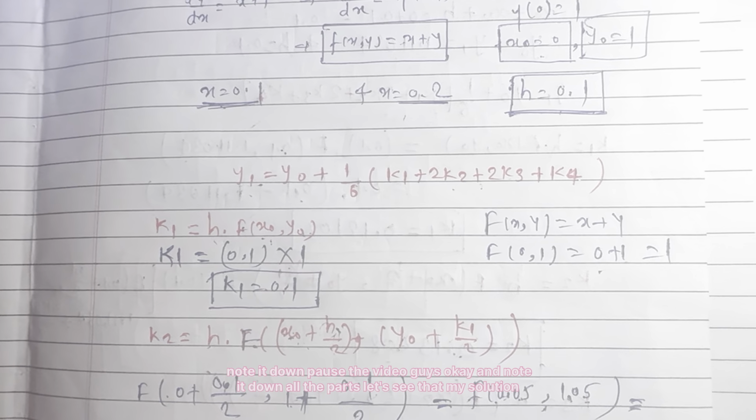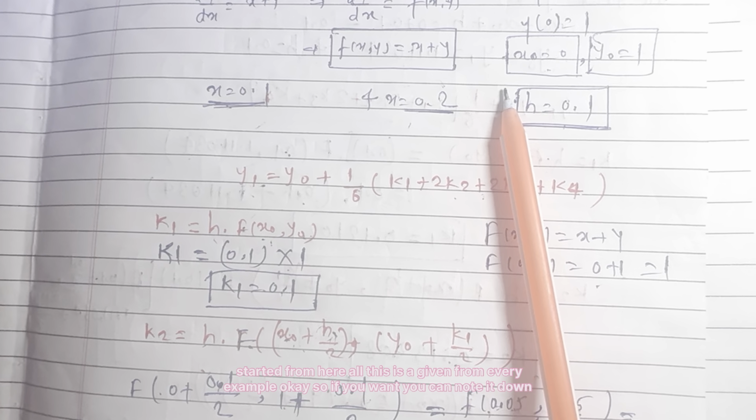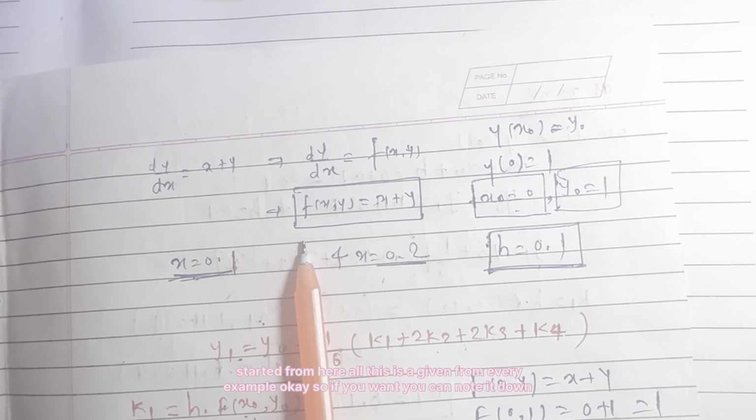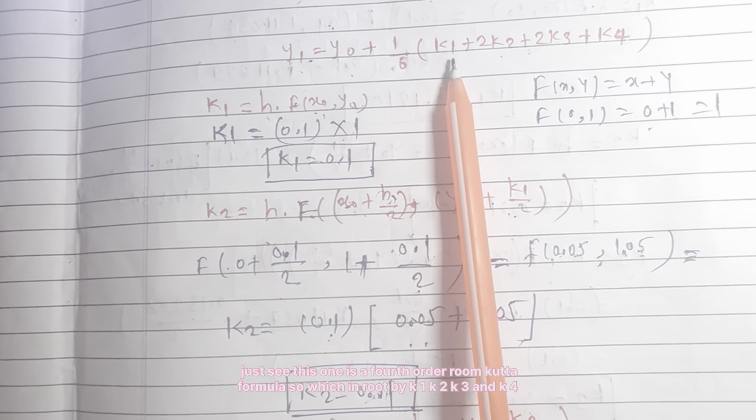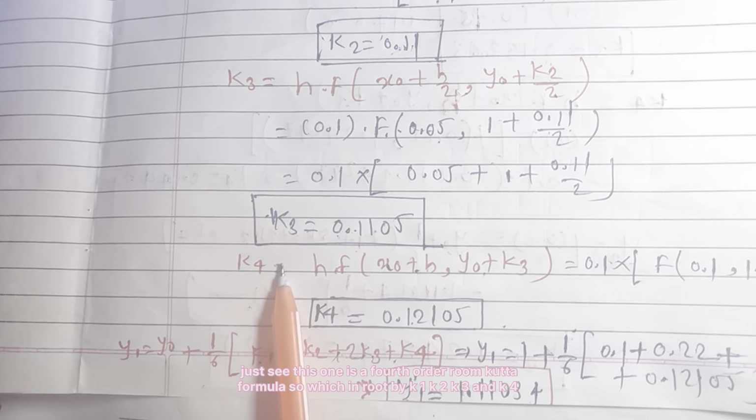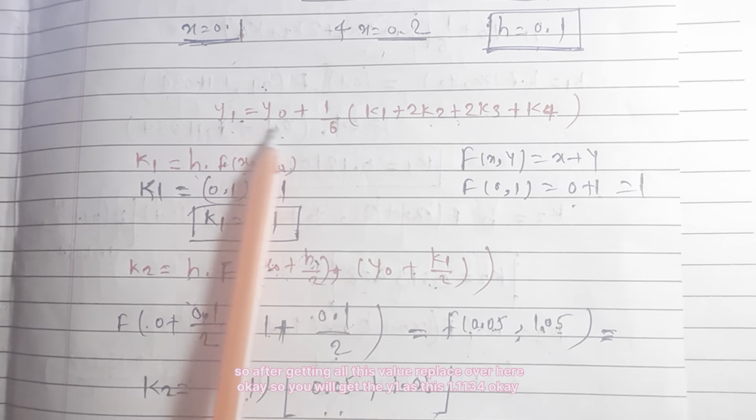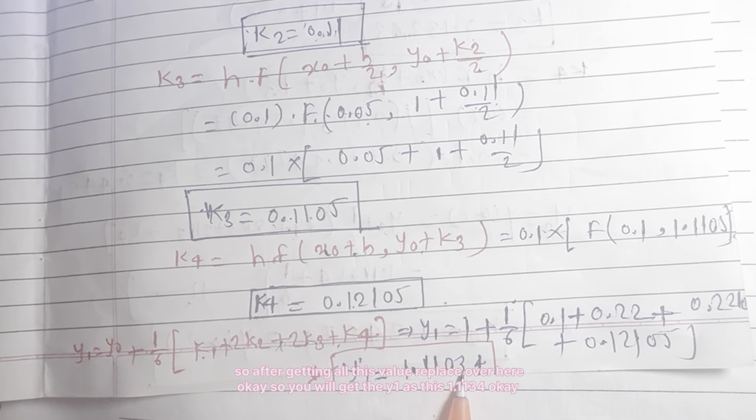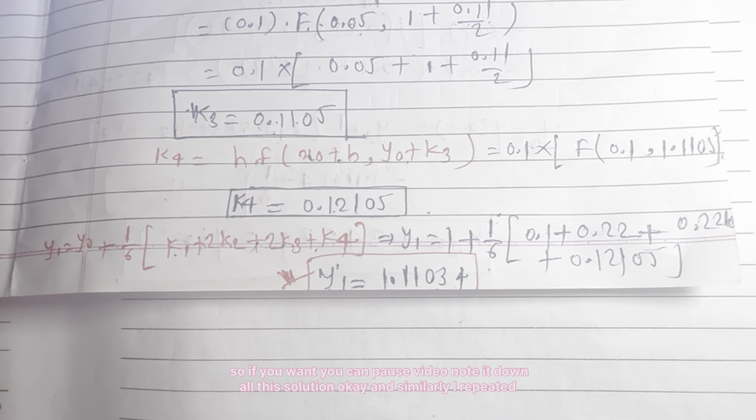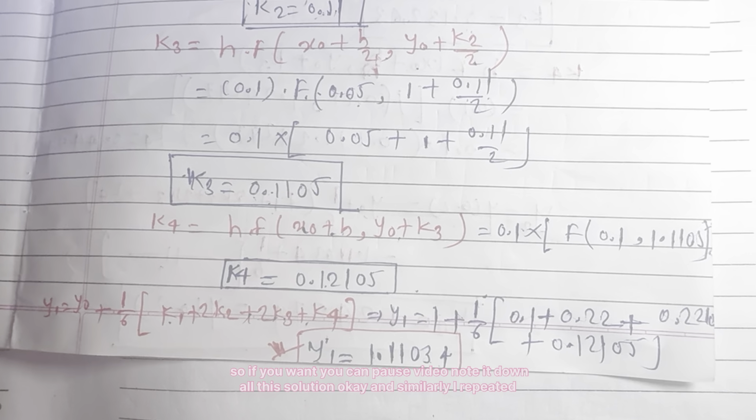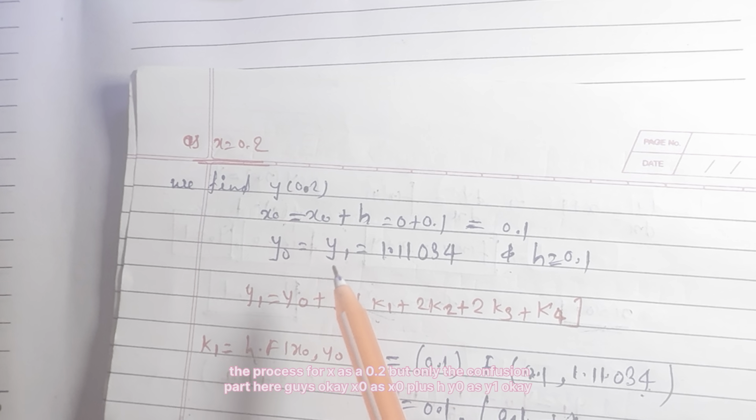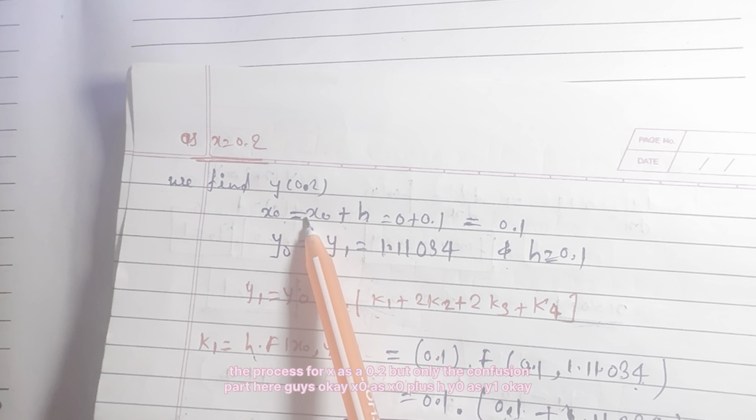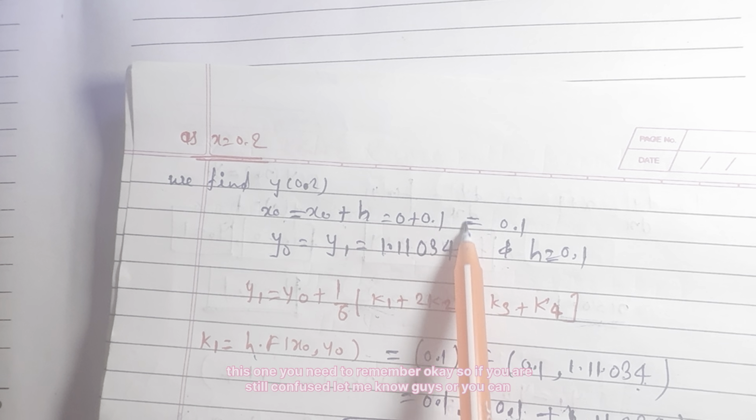Please see that my solution started from here. All this is given from our example. This one is the fourth order Runge-Kutta formula, which is introduced by k1, k2, k3 and k4. After getting all these values, replace them over here, and you will get y1 as 1.11034. Similarly, I repeated the process for x as 0.2. The only confusing part here, guys: x naught becomes x naught plus h, and y naught becomes y1. This one you need to remember.